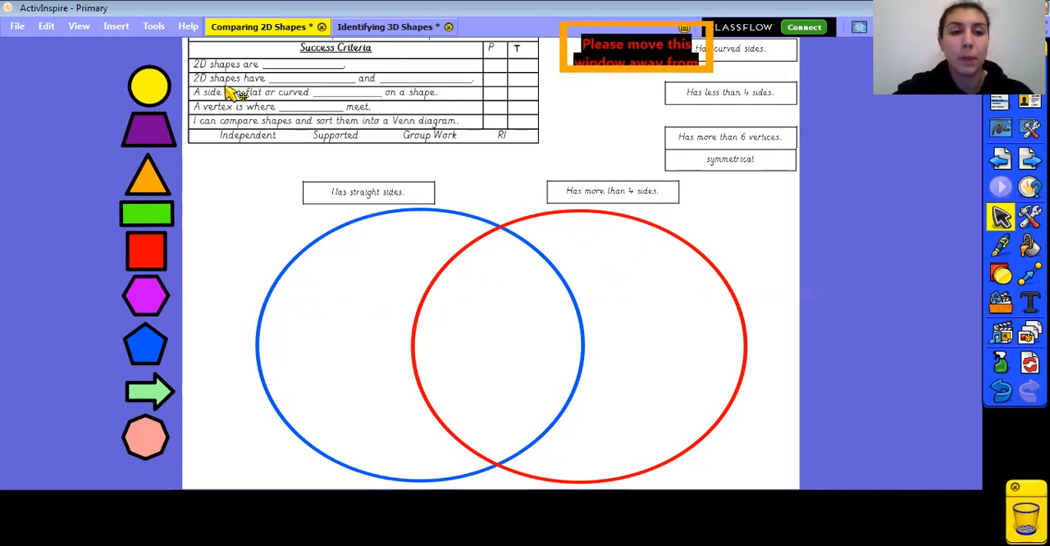So let's have a look at our circle. Does our circle have straight sides? No, it's the only one that's got curved sides. Does it have more than 4 sides?